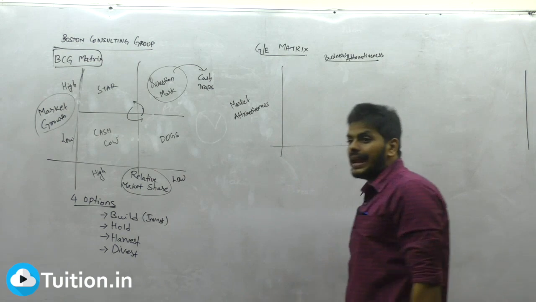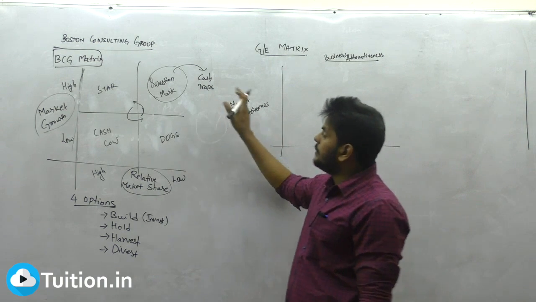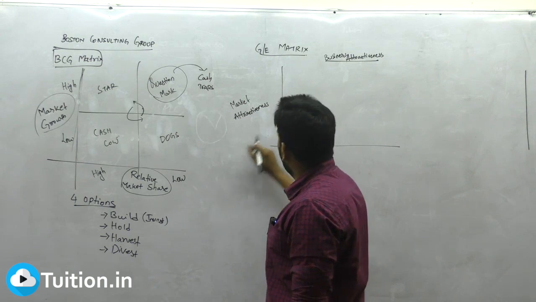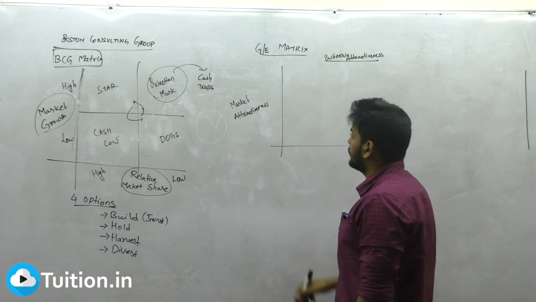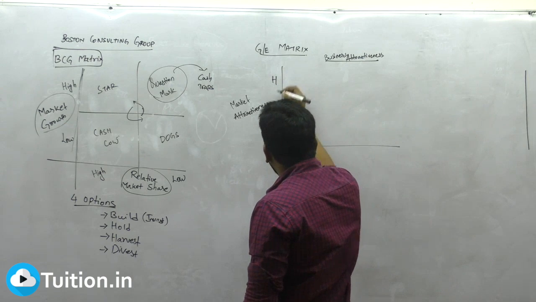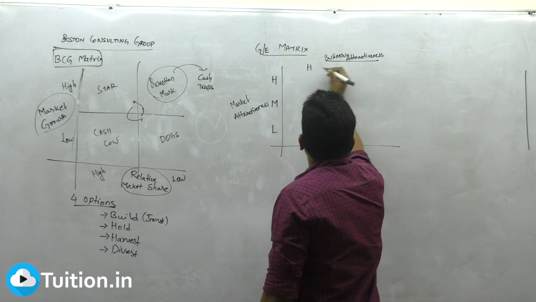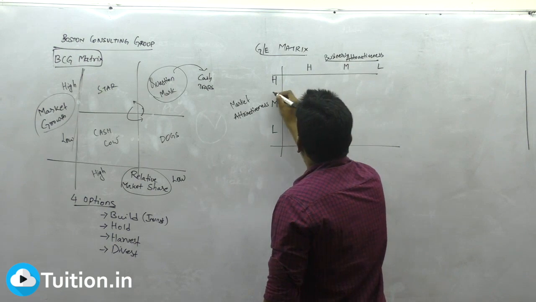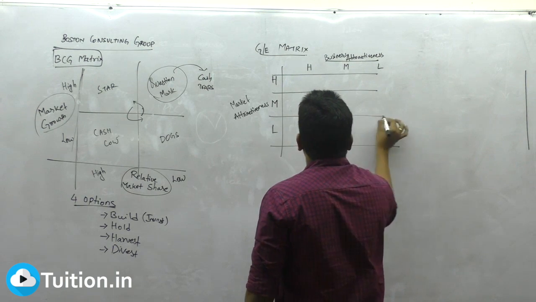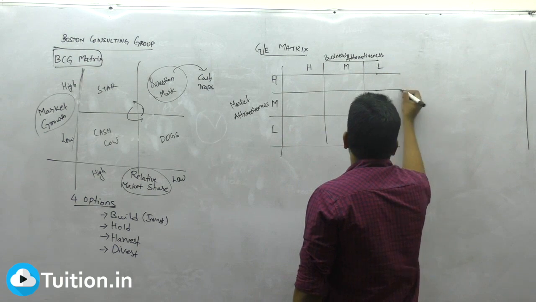So you're taking market attractiveness and business attractiveness. What's the difference between BCG and this? Market growth has been replaced by market attractiveness, and relative market share has been replaced by how good our business attractiveness is. And we are not just talking about high and low alone, we are also introducing medium: high, medium and low. So this time it is not a 2 by 2 matrix, it is a 3 by 3 matrix leading you to 9 cells.